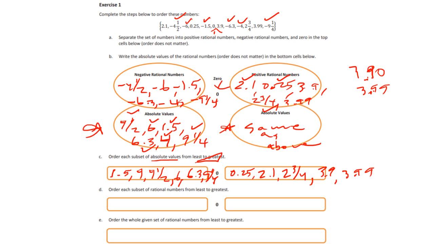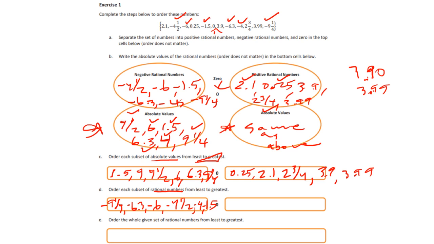And order each subset of rational numbers from least to greatest. So now we're not doing absolute values, we're doing the rational numbers, the actual numbers themselves. Well, the rational numbers means it's going to be the biggest negative first, is the smallest amount. So -9 1/4. Then -6.3, then -6, then -4.5, -4, and -1.5.